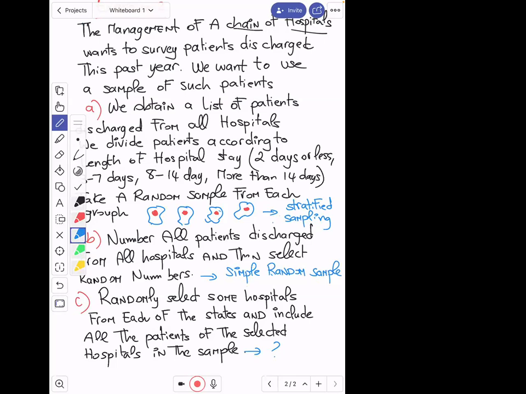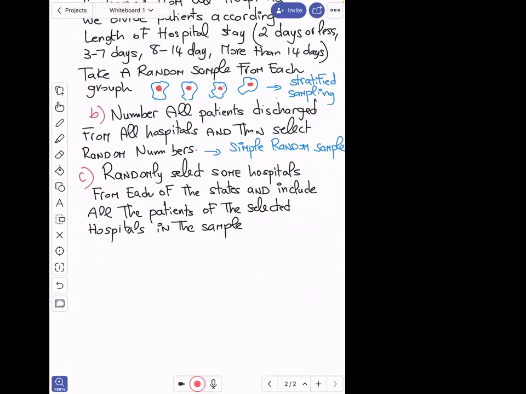Now, what about the C? Yes, Amy, it's a cluster sampling because in C, we divide the hospitals. In C, we select some hospitals from each of the states, like in the US. So we have 51, of course, states, I guess, etc. So we have all these subgroups, and then all the patients of the selected hospitals, we include all the patients of the selected hospitals in the sample.